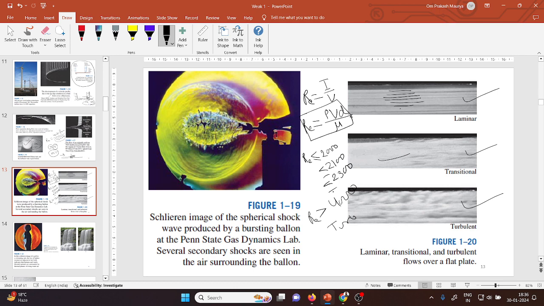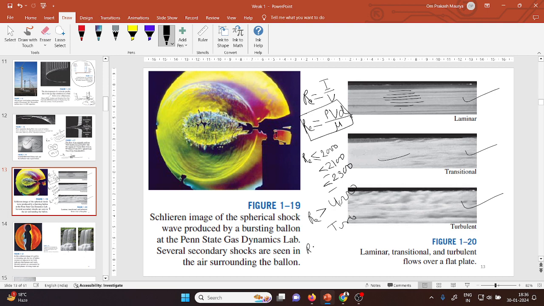But what is the meaning here? If your Reynolds number value is greater than 4000, why is the flow turbulent? In case of pipe flow, here I am taking the example from pipe flow. Always remember.